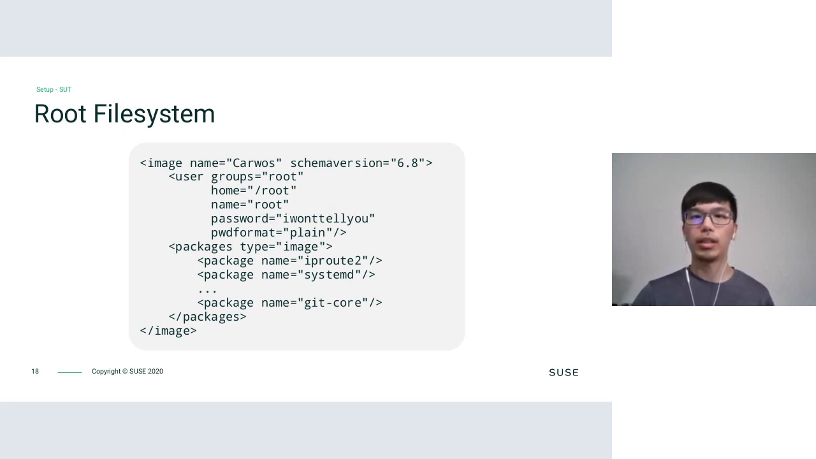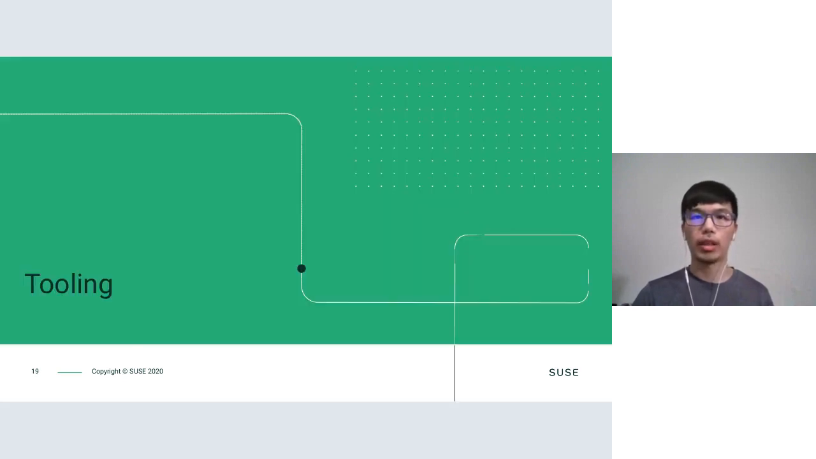And all the root file system generation and the kernel compilation is also handled by SaltStack. So besides installing the package, SaltStack will also compile and generate the root file system for you. So with all the system under test setup done, I can now move on to talk about the tooling.